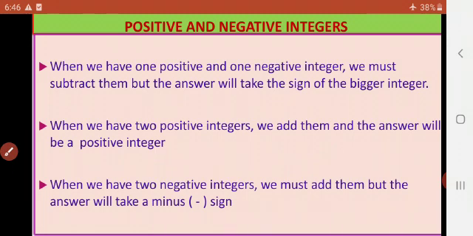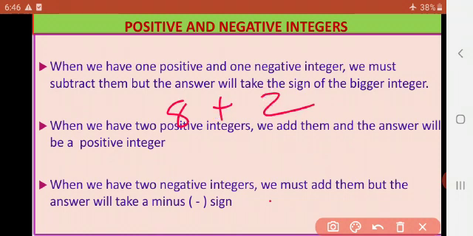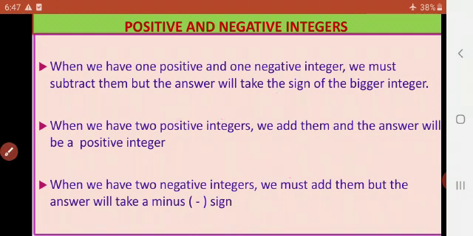The second point: when we have two positive integers, we have to add them and the answer will be a positive integer. That is quite easy because you know what 8 plus 2 is. 8 is positive, 2 is also positive, so we have to add them. 8 plus 2 is 10, and the answer is also positive. This we have been learning from the smaller classes. So 8 plus 2 equals 10.